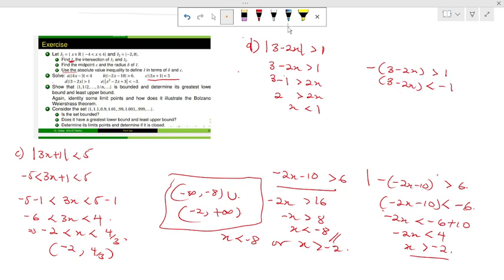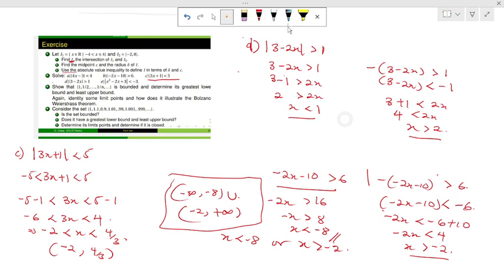Here, what do? I still simplify. So 1 will come here. I'll have 3 plus 1 should be less than 2x. Here, I'm going to have 4 less than 2x. And obviously, x will be greater than what? 2. So we can see that I have x less than 2, x greater than 2.